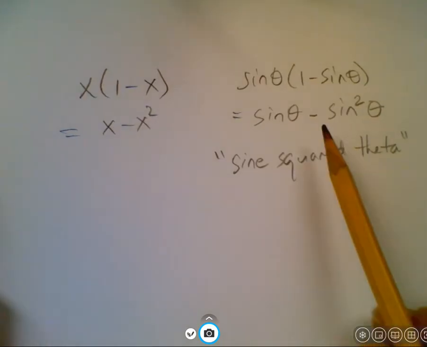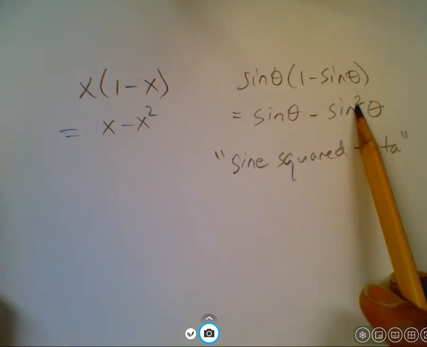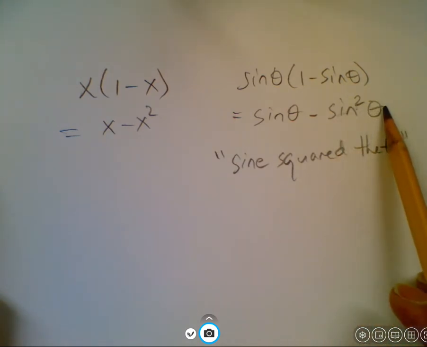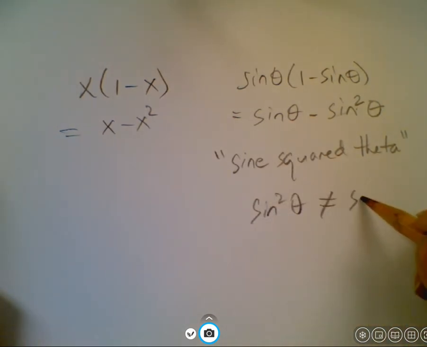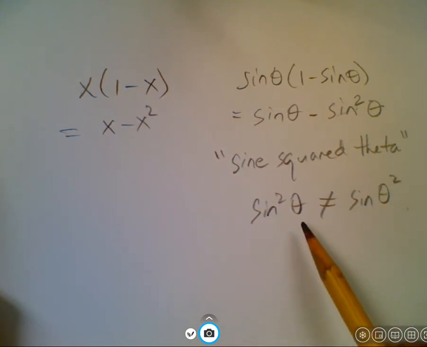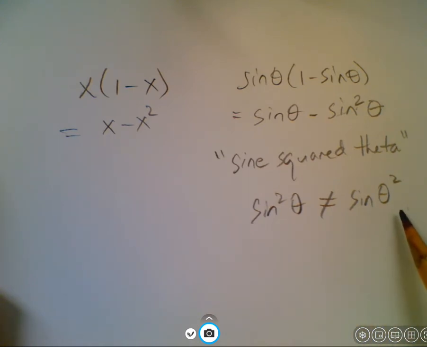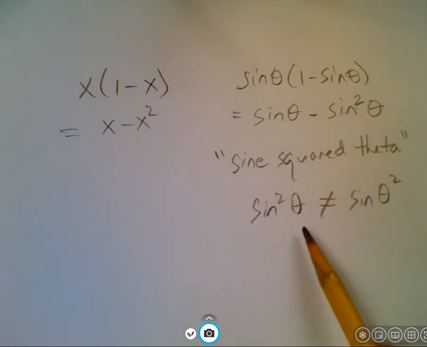Very important that the squared is squaring the sine, not squaring the theta. It's not the same as sine theta squared. We don't want this, because this is saying square the angle. So if the angle was 30 degrees, this is saying take the sine of 30 degrees and square that number. This is saying take the sine of 900 degrees. So we're not squaring the angle, we're squaring the sine. This is what we want to see. So that's how you simplify expressions.